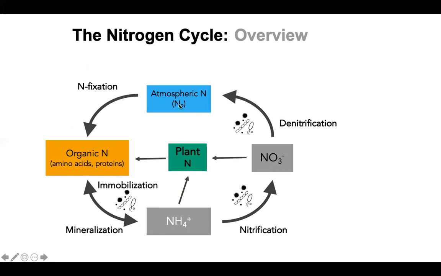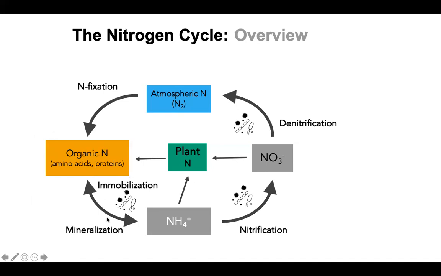N2 is an N with three bonds between them, an N triple bond. And so it takes a lot of energy to break all three of those bonds. But once it is broken, you have it in the organic N form. So organic N refers to things like amino acids, and you put those together to make larger proteins. And those are called organic because they're, again, bonded to different carbon molecules.